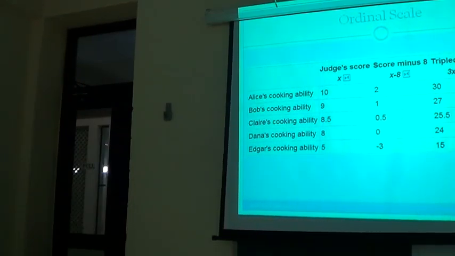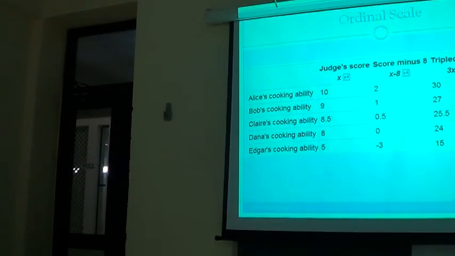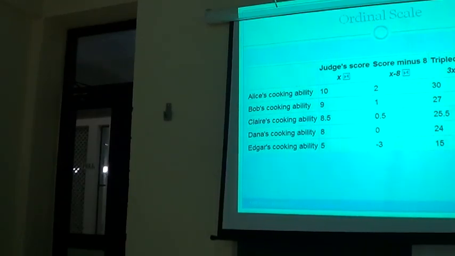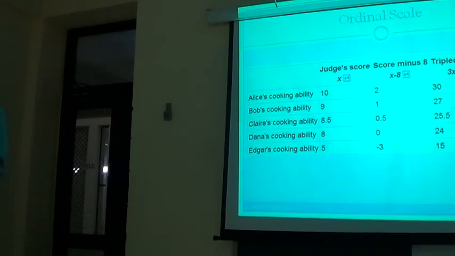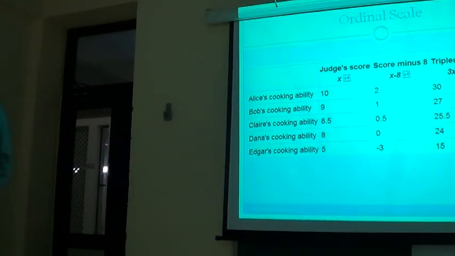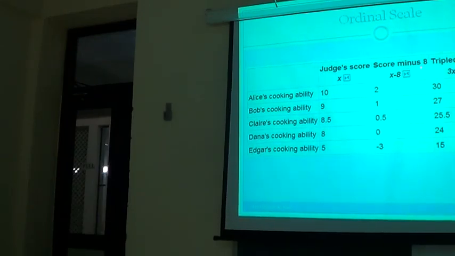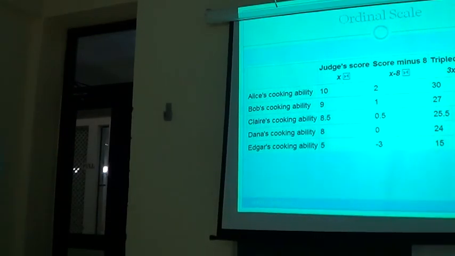Now I'm cubing the score: 1000, 729, 614, 512, 125. Cubing is also order preserving. So these are some of the operations that preserve the order. Clear? So minus or plus, then tripling, then cubing.